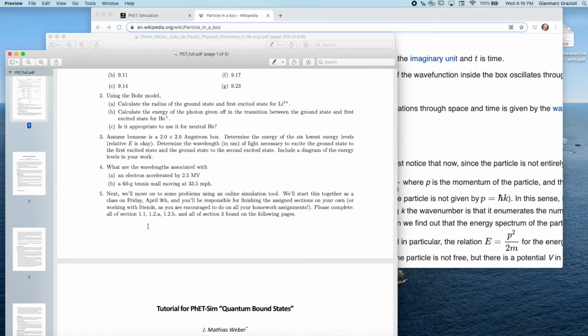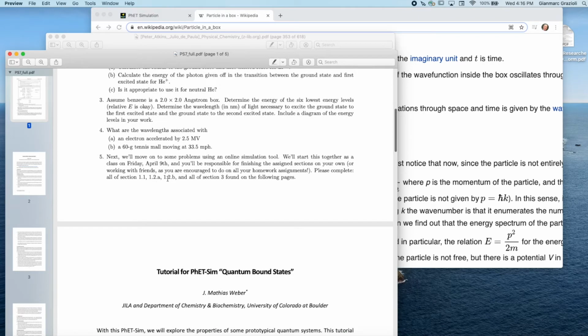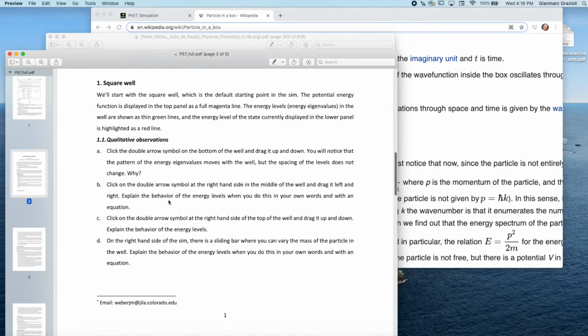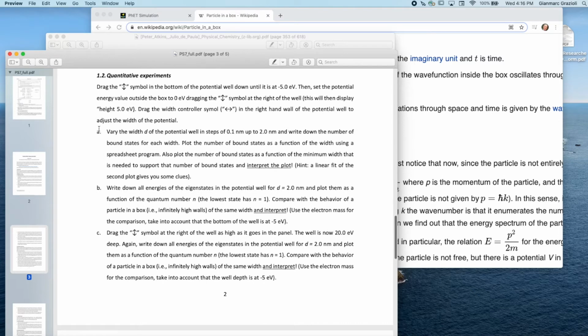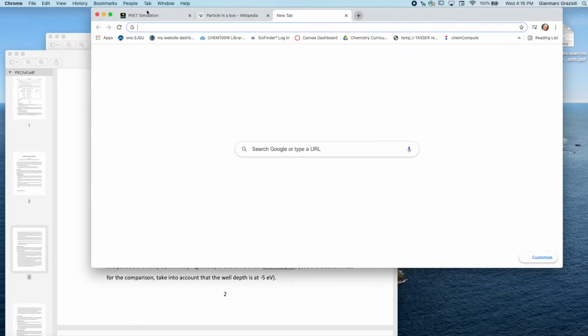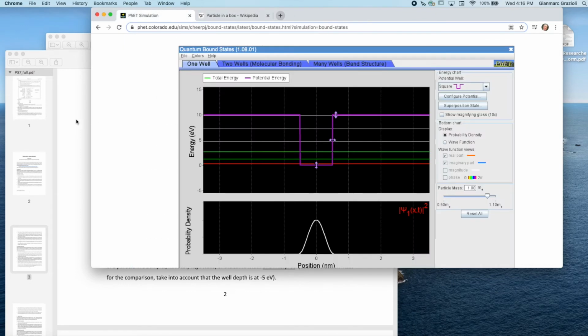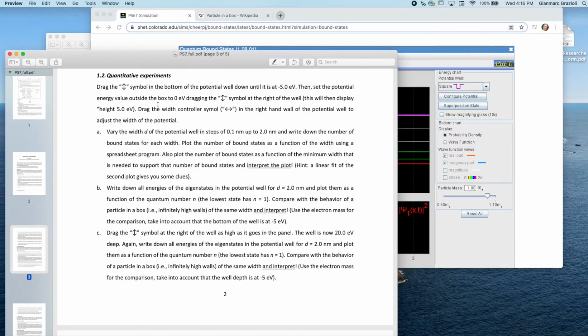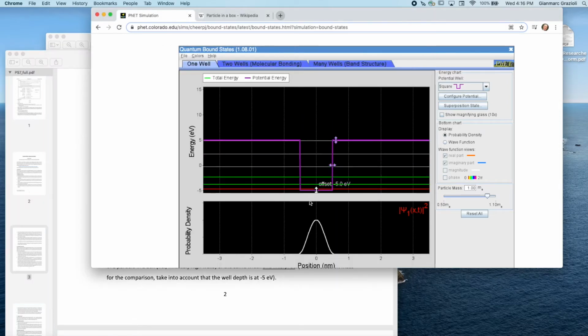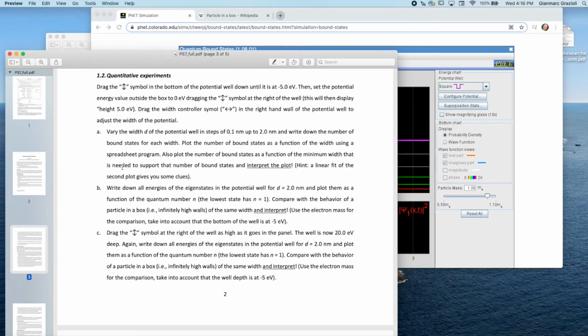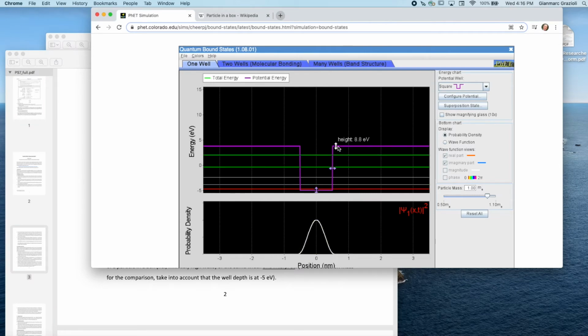Okay, so next I said to do part 1.2a and 1.2b. So let's look at that. 1.2a. Here it is. Here's 1.2, here's A. Drag the up and down symbol in the bottom until it's at -5 electron volts. All right, so down there. There we go. We're at -5 eV. Check. Then set the potential energy value outside to 0. Okay, so we want this thing to be 0.